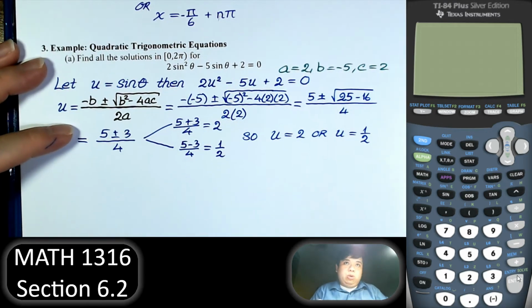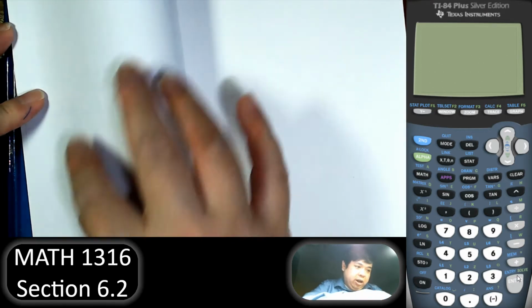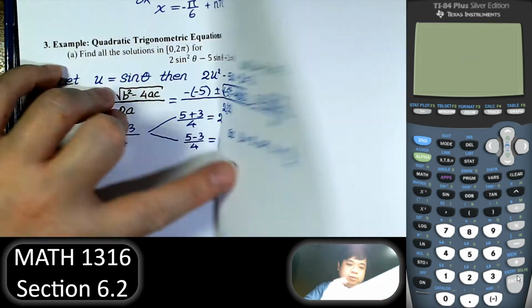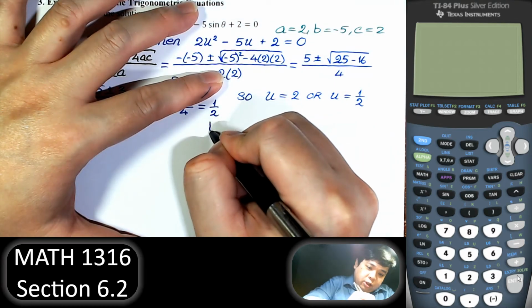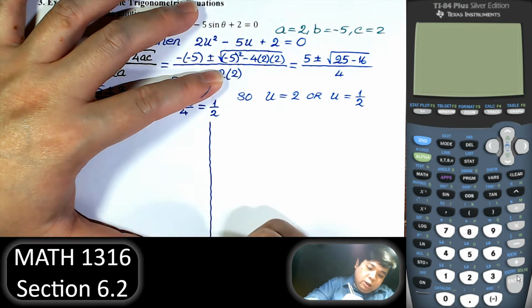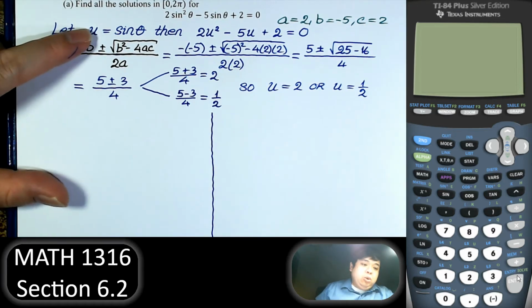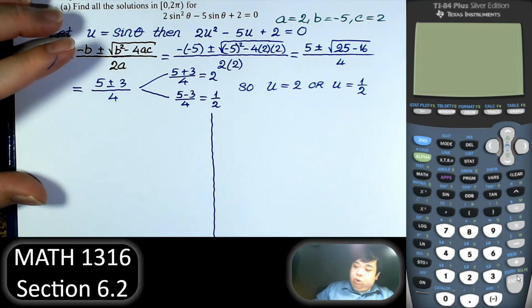Right, so there are two solutions here. So I divide the solution in two columns. So u is equal to 2 or u equal to 1/2. And u is equal to sine theta. So in this case we have two solutions.